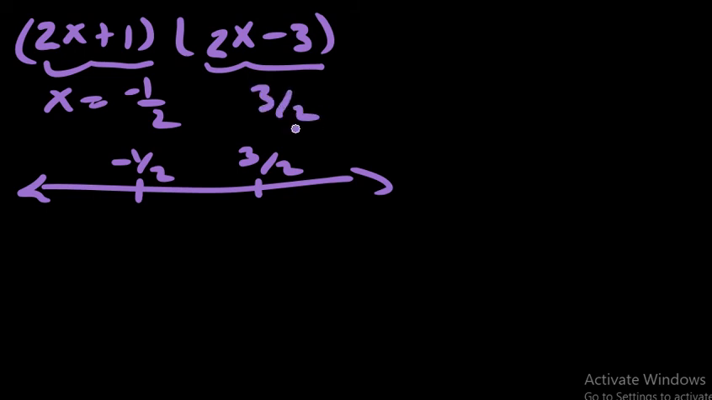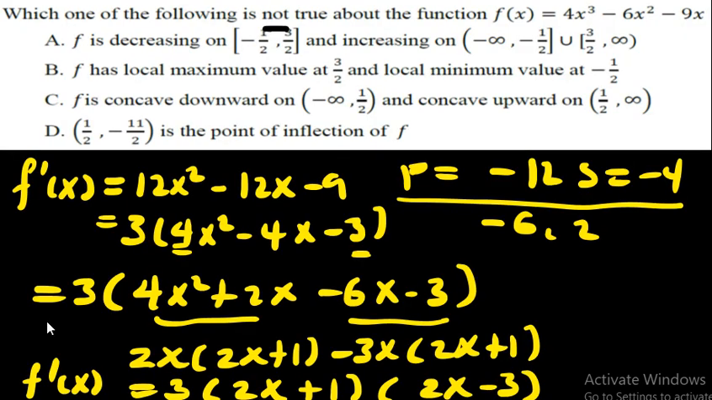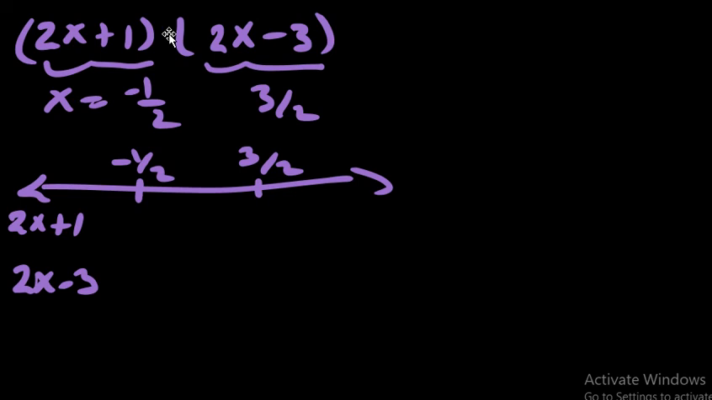That means 3 over 2. Therefore, what are the functions? 2x plus 1 and 3x, this must be 2x minus 3, so that 2x minus 3. Yeah, here it is, 2x minus 3.